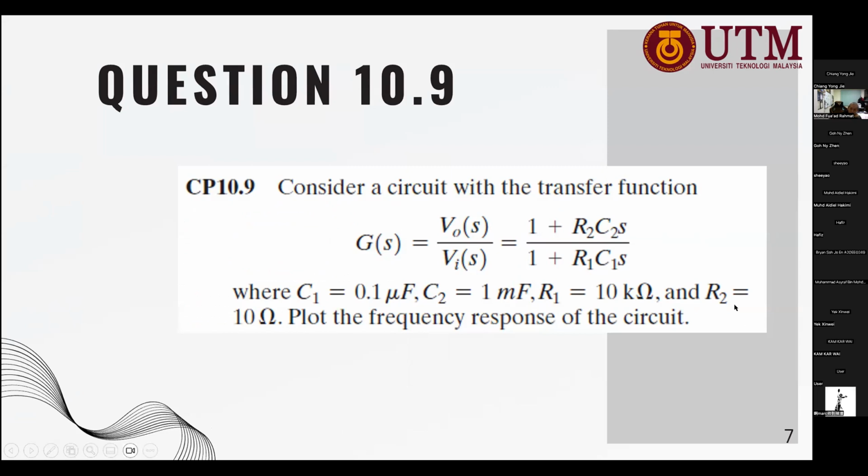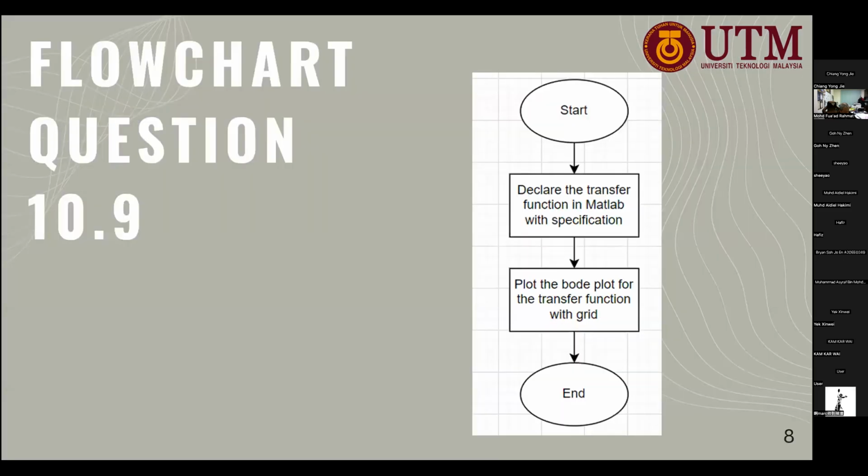Okay. So this is our second question. This is a transfer function given for us, and it requires us to plot the frequency response of the circuit, which is the Bode plot of the transfer function. And then this is the flowchart of our question.